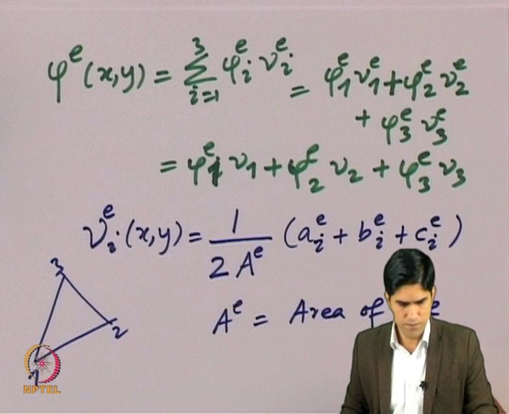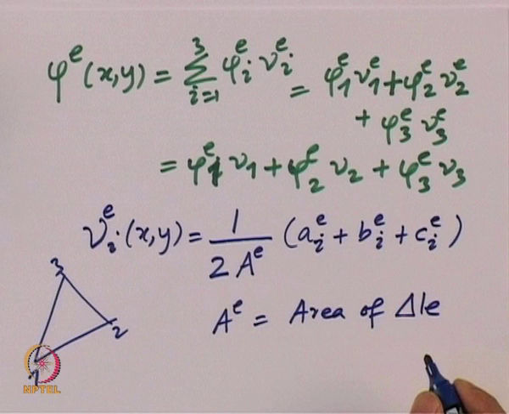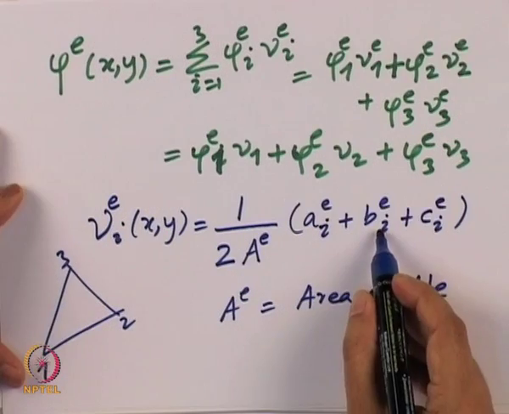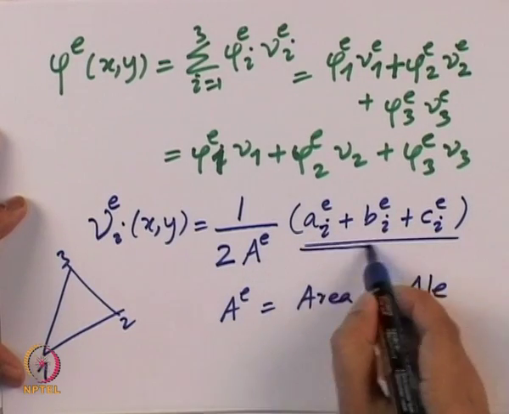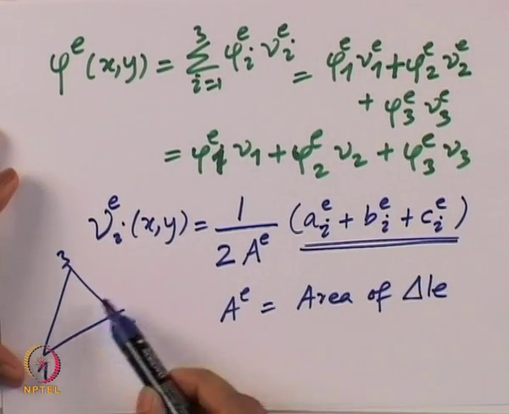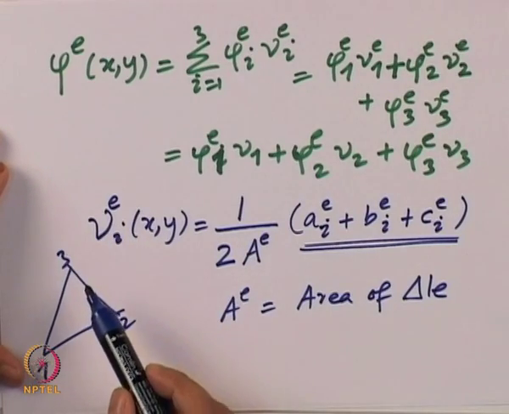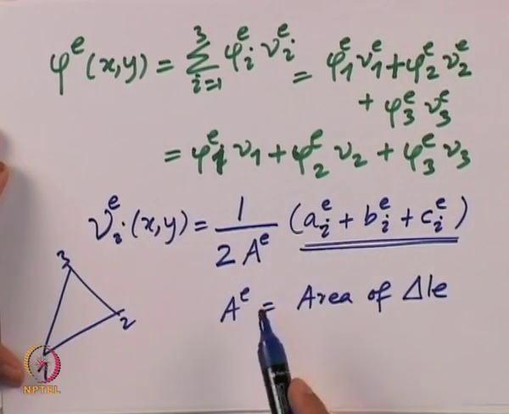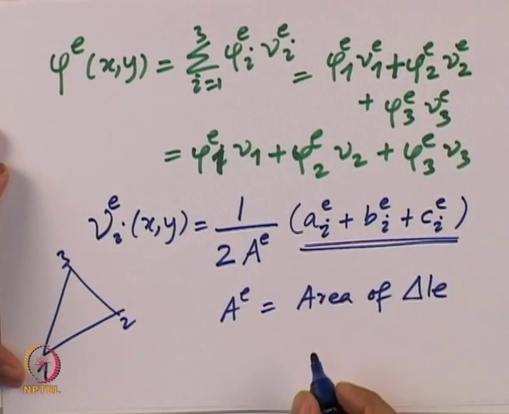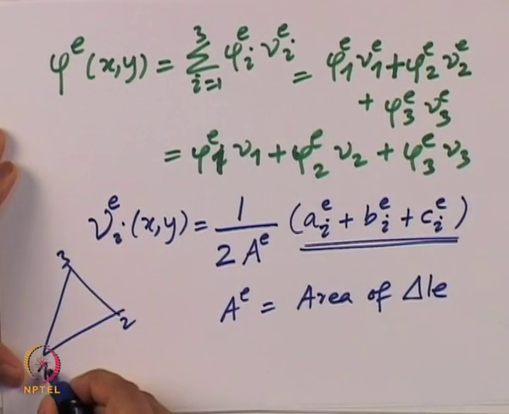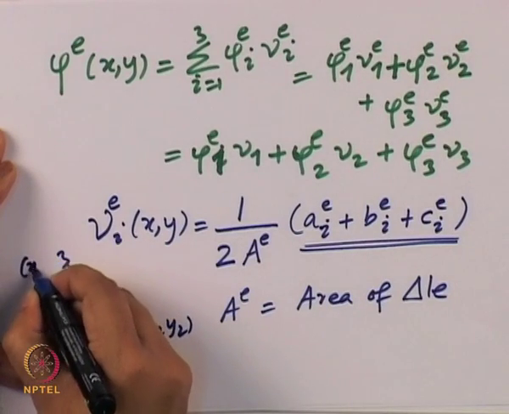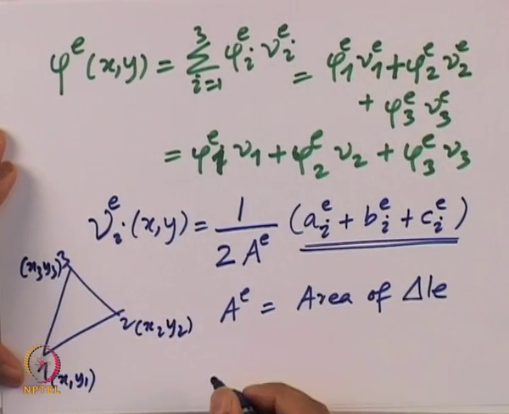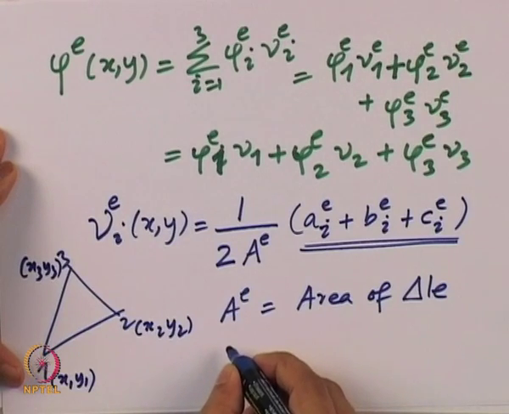So let us take this further. So we have got the values a_i^e, b_i^e and c_i^e. The question is, what are these values? I said the moment the coordinates are fixed, the basis functions are fixed, but we do not know how to compute this a_i^e, b_i^e, c_i^e. They are nothing but dependent on x, y, so this is x1 y1, x2 y2, x3 y3. So inside a triangle they are going to be dependent on the coordinates.